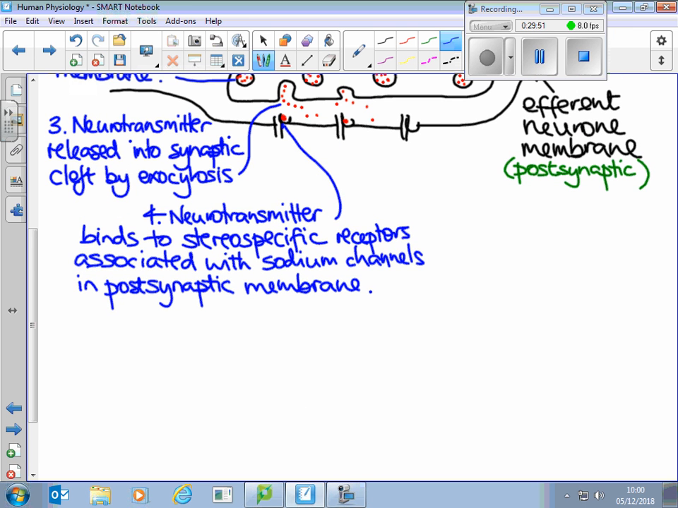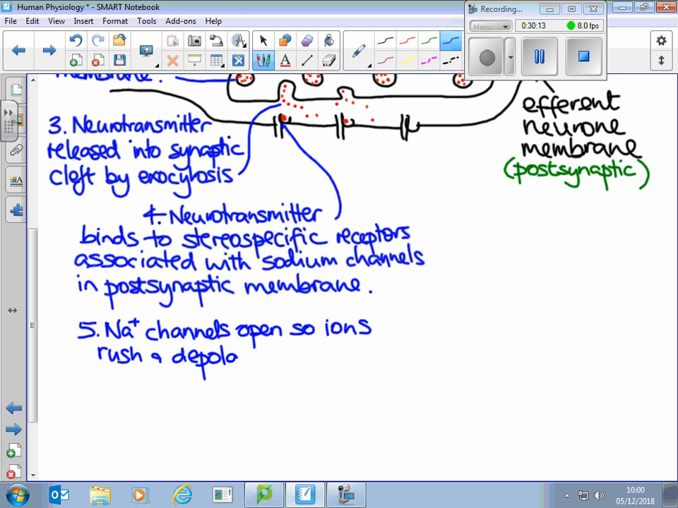So number 5, which I can't really label up there with a line. So Na plus channels open, ions rush in and depolarize the postsynaptic membrane. So there we go. We've managed to pass on our action potential. However, we've got a bit of a problem here.